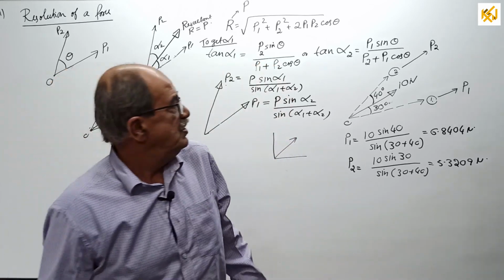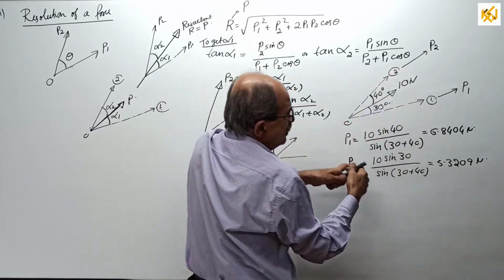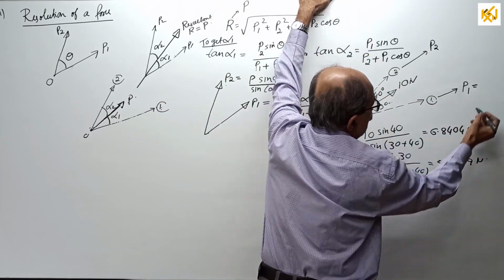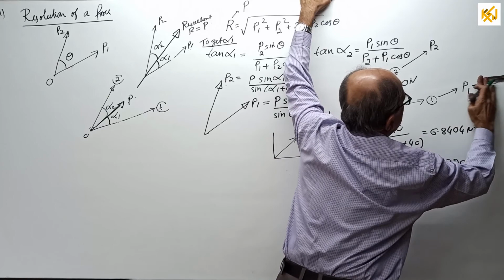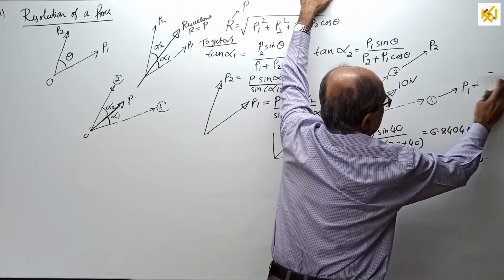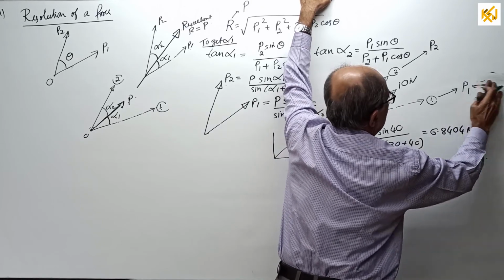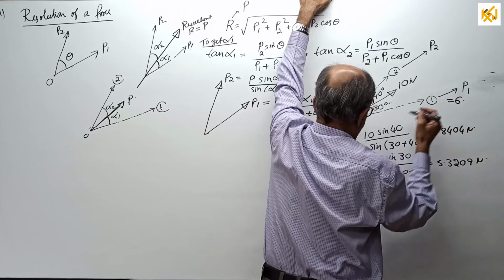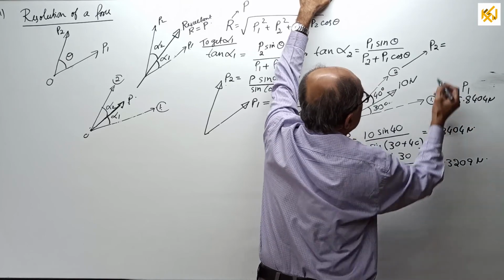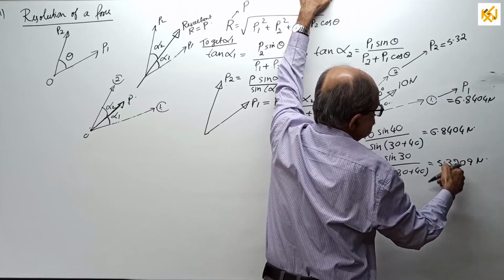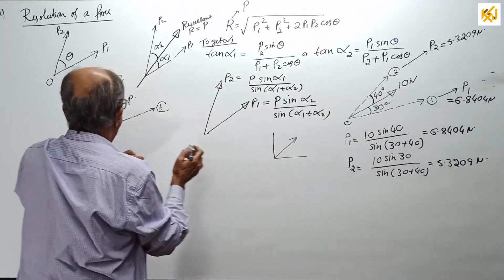See, now, for the 10 Newton force, along 1 and 2, I told just now the answer I got. I'll enter the answer here. 5.3209, no. This is it. See, not that one, this one. P1. Now, this is called a print mistake. P1 is 6.8404 Newton, and P2 you got 5.3209 Newton.